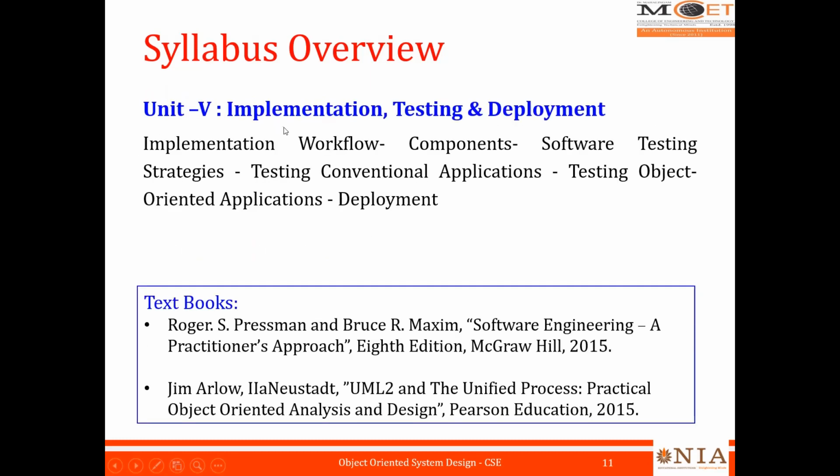Unit 5 covers implementation, testing, and deployment. Testing of both conventional as well as object-oriented applications will be discussed here. After that, deployment will be discussed. There are two textbooks for this course. One is Pressman and Maxim, Software Engineering: A Practitioner's Approach. The second book is Arlow's Unified Process, Practical Object-Oriented Analysis and Design.